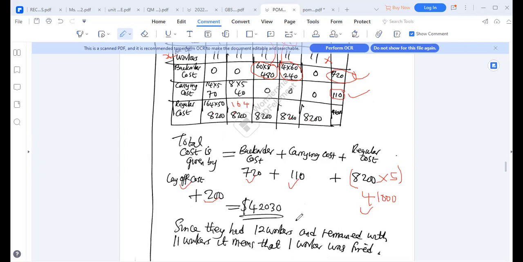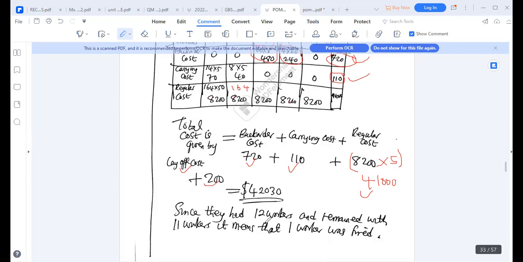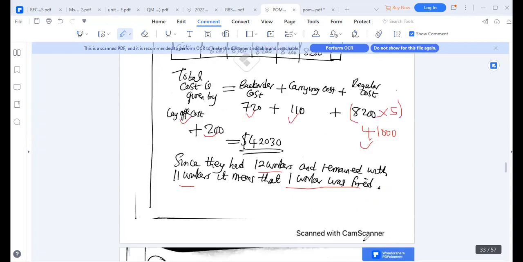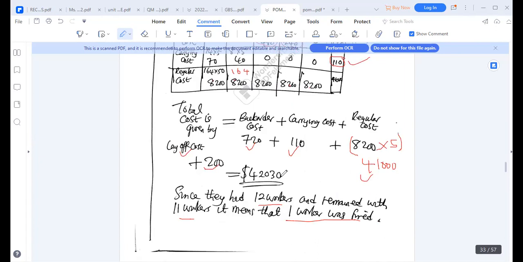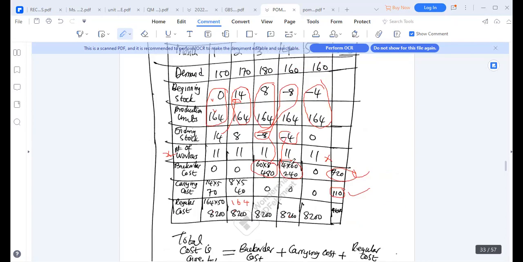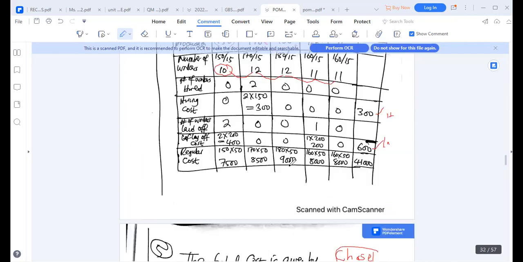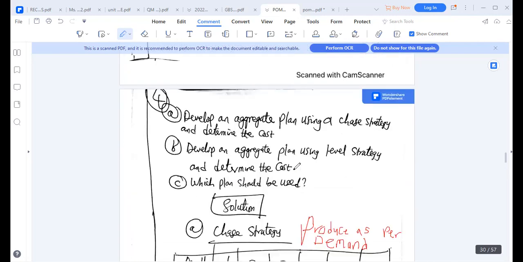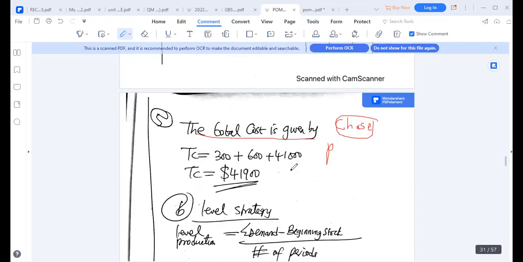$42,030. Since there are 12 workers and we remained with 11 workers, it means that one worker was fired. So the chase strategy should be used in this case because it has the least cost. We compare the cost of the pure level, which is $42,030, and the other strategy gave us $41,900. So this is what this aggregate planning is all about.